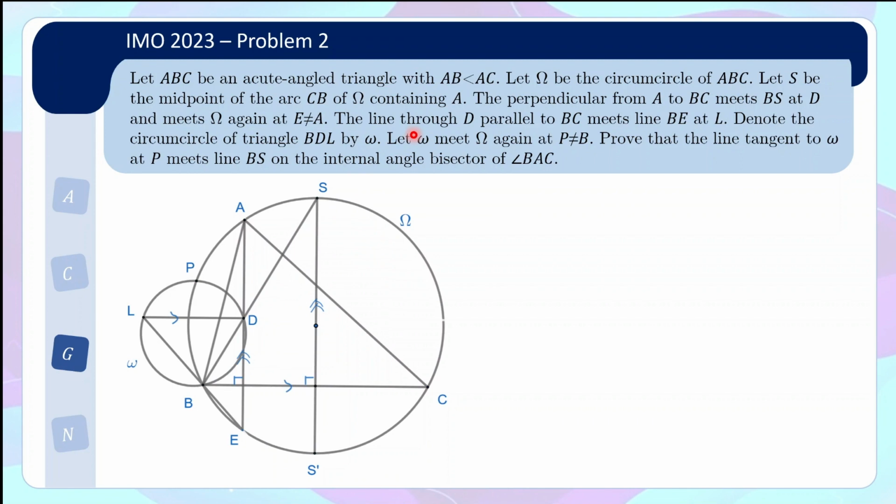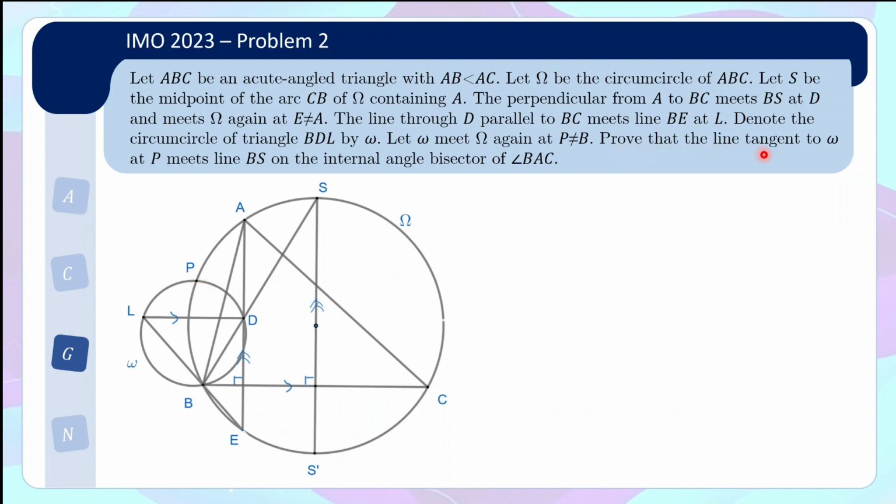The line through D parallel to BC meets the line BE at L. So this is the line through D that is parallel to BC and it meets BE at this newly constructed point, which is L. Denote the circumcircle of the triangle BDL by little omega. So this is the circumcircle. Let little omega meet capital omega again at P. So these two circles intersect. I call this point P.